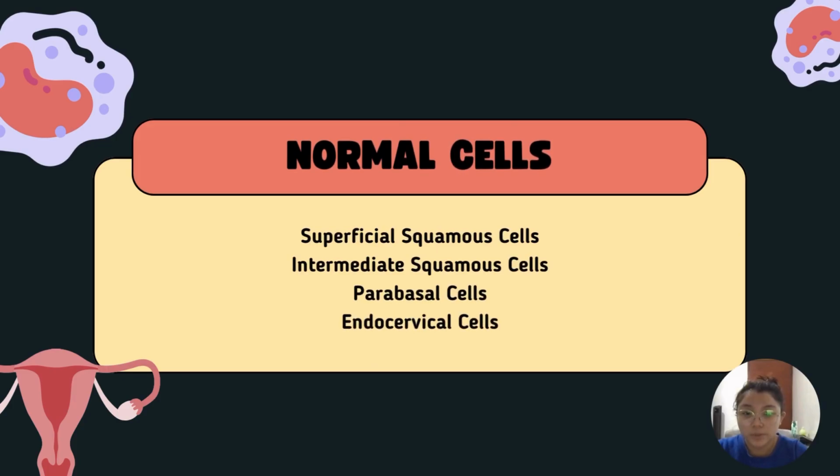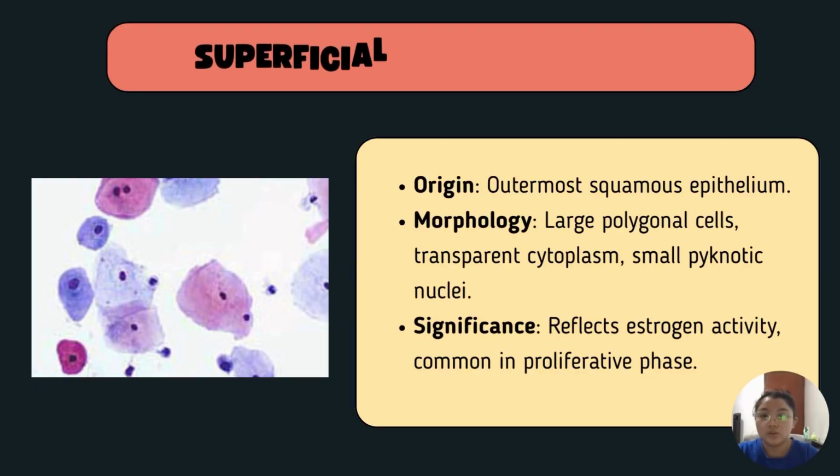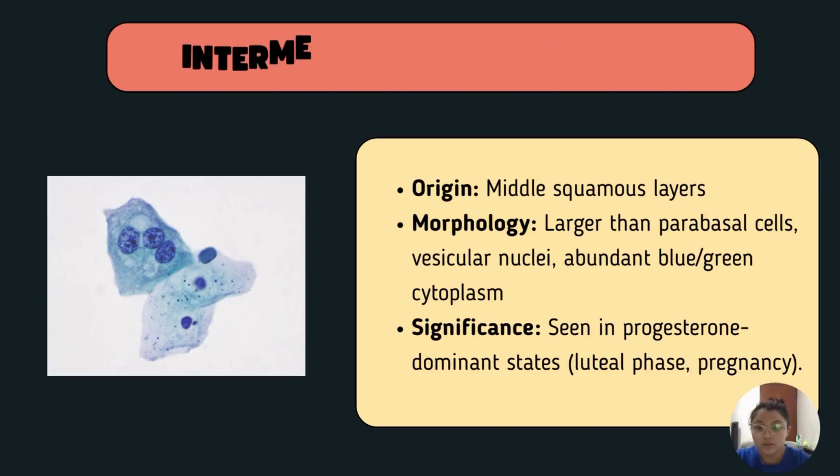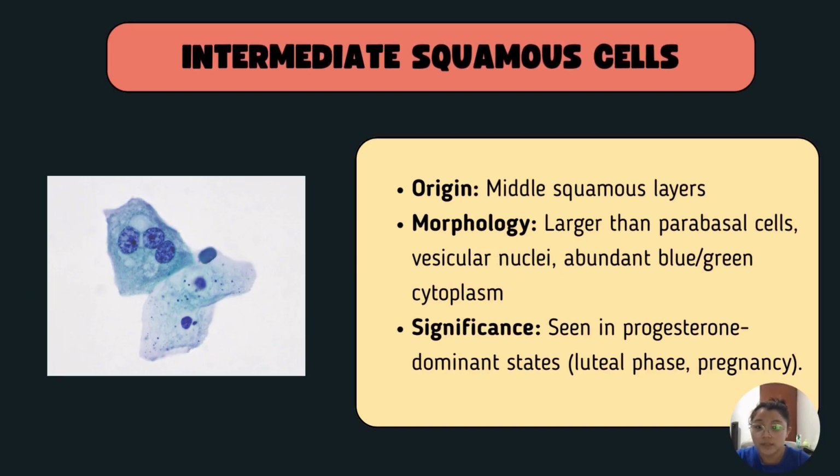Now moving on to normal cellular findings. Superficial squamous cells originate from the outermost layer of the squamous epithelium. They are large polygonal flat cells with abundant transparent cytoplasm and small, condensed nuclei, and are predominant during proliferative estrogen dominant phase. Intermediate squamous cells come from the middle layers. They are larger than parabasal cells with round to oval vesicular nuclei and cytoplasm that stains blue or green. They are most commonly seen in progesterone dominant phases, such as luteal phase or pregnancy.